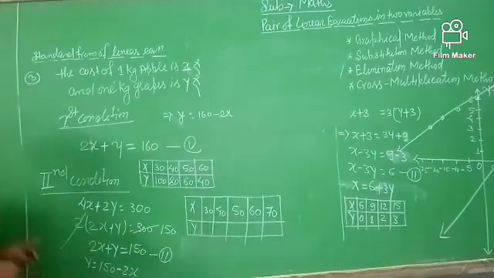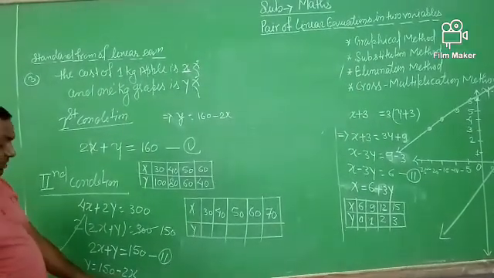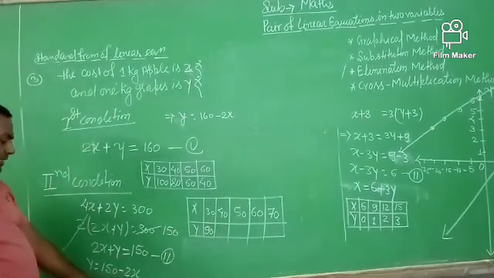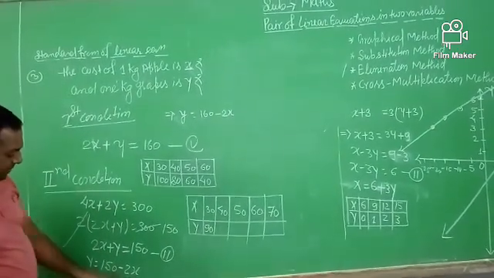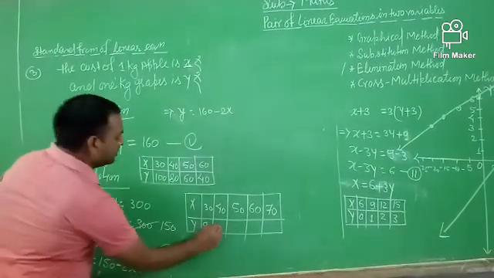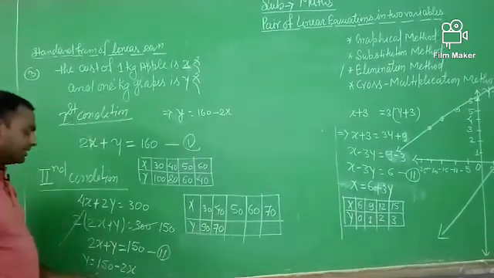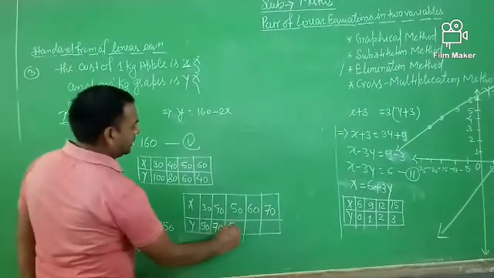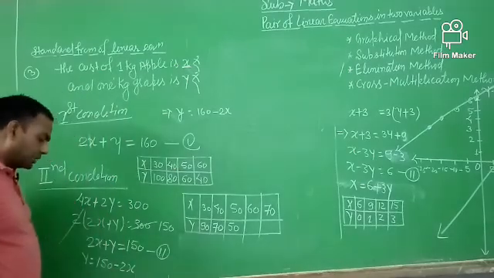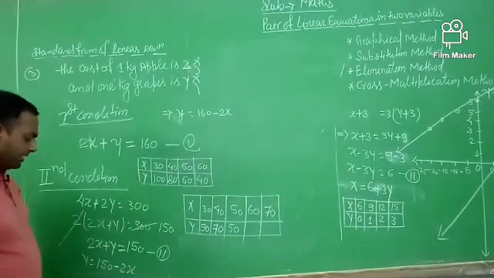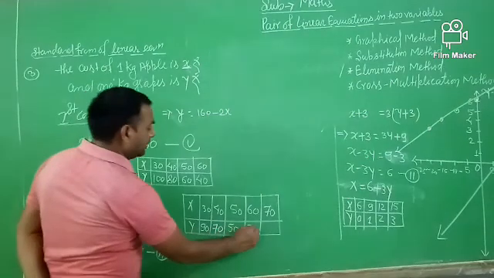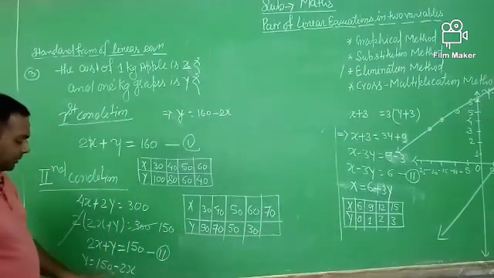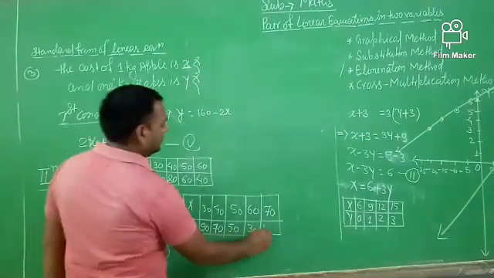Then for 30, 2x is 60, 150 minus 60 is equal to 90. For 40, 2x is 80, 150 minus 80 is equal to 70. Next, for 50, 2x is 100, 150 minus 100 is equal to 50. Then for 60, 2x is 120, 150 minus 120 is equal to 30. Then for 70, 2x is 140, 150 minus 140 is equal to 10.